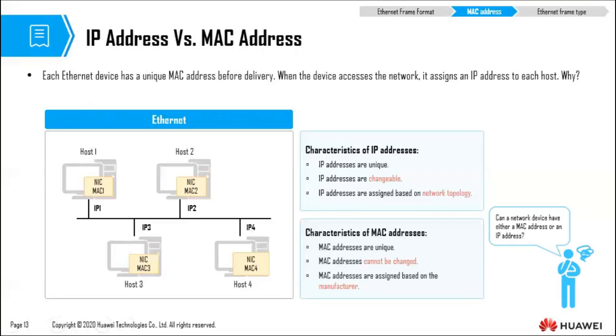Can a network device have either a MAC address or an IP address? Just either, but not both of them. Fritz? Can a network device have either a MAC address or an IP address? You think it has to have both? Why?